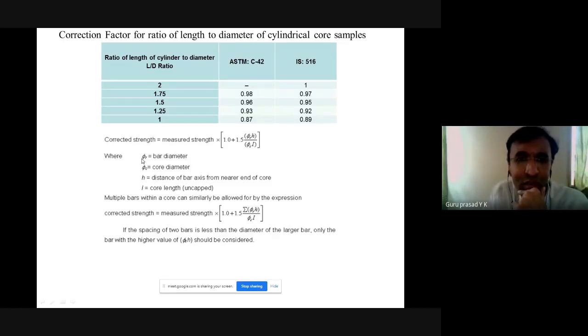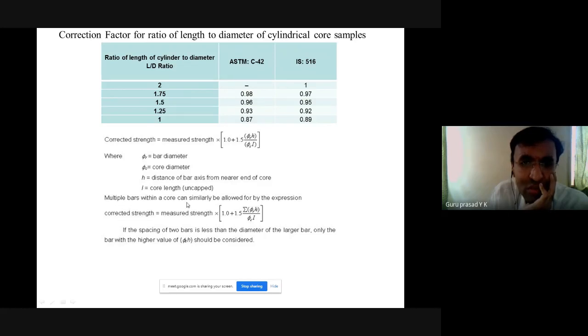Phi r is the bar diameter. You don't have to worry; that's why I said the bar diameter need not be taken into consideration. Where is the least bar diameter which comes in and around the core? You have to measure that. What is the core diameter? Phi c is the core diameter, which is here. Phi r is the bar diameter near the core. Then the distance of the bar axis from the nearer end of the core; the distance of the bar axis means the longitudinal axis of the bar.